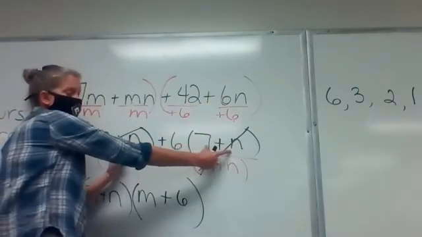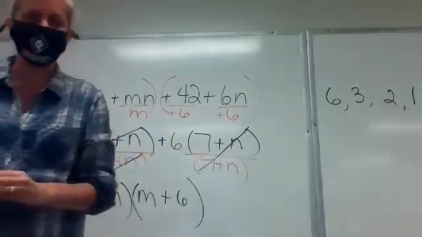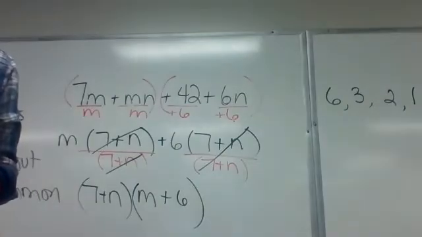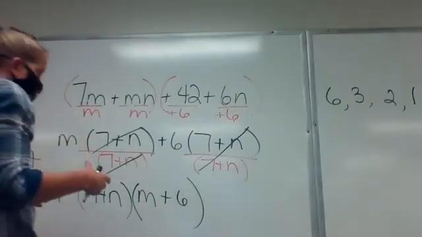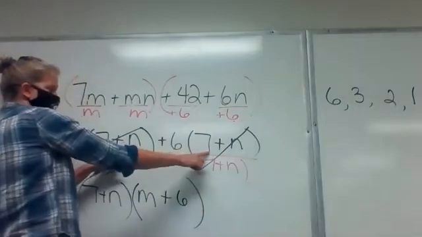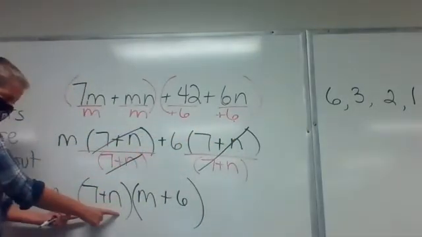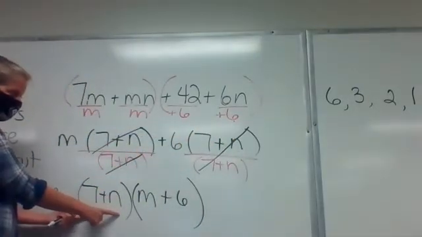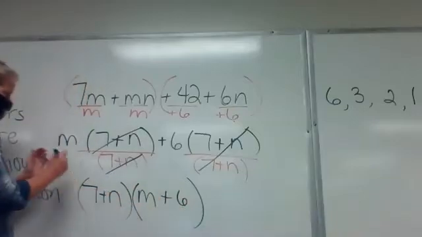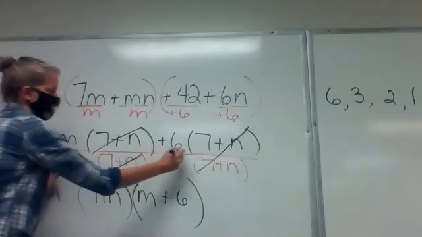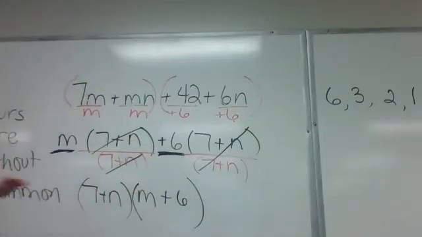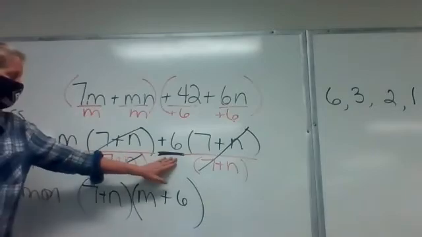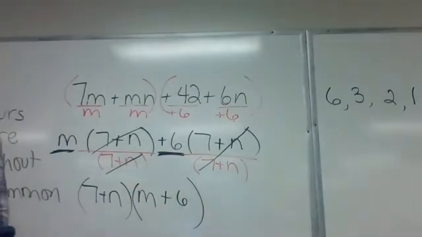So now they both have 7 plus n in their parentheses. So essentially what's going to happen is these are the same. That's going to be one parenthesis of your answer. The other parenthesis of your answer is just going to be this combined with that. So the m plus 6 is your other parentheses.